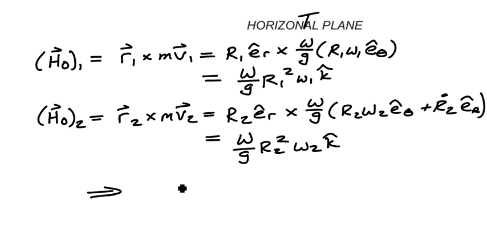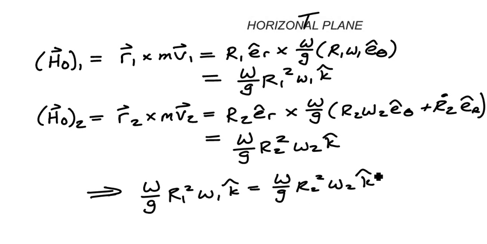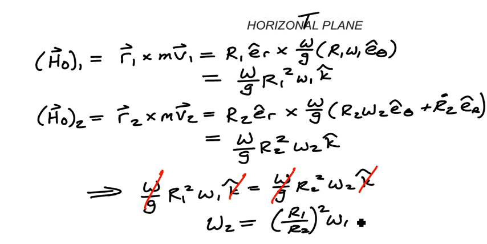So if I equate these two expressions for angular momentum, I'm going to have that w over g times r1 squared times omega 1 in the k is going to equal w over g times r2 squared times omega 2 in the k. You'll note in this case that the mass cancels out, likewise the k unit vector cancels out, and so I get a final expression for the angular speed of the arm, omega 2, which is given by r1 divided by r2 quantity squared times omega 1. You're given numerical values for each of these quantities, so you can go ahead and plug them in and see how effective this movement in radius is at reducing the speed of the arm.